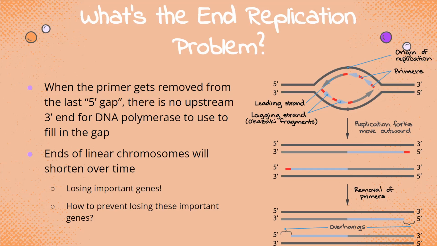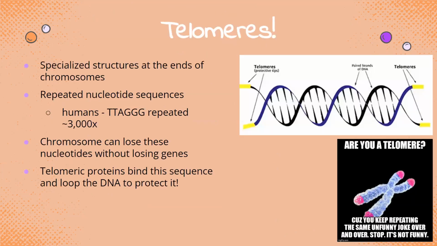And then you end up in a situation where you have no way to fix the overhang at the bottom. So once your primers are removed, DNA polymerase cannot synthesize de novo. So you just do not have the ability to do it by itself. And what ends up happening is that every round of replication, you would end up losing genes because that's just not being filled in. So, to fix that problem.